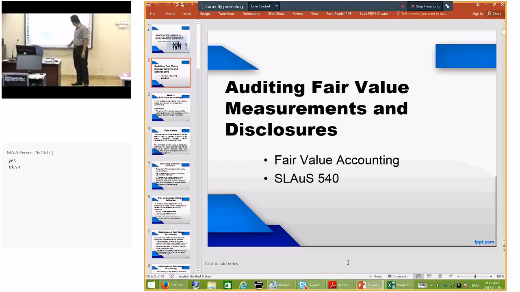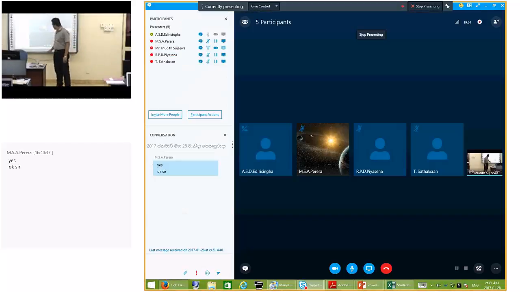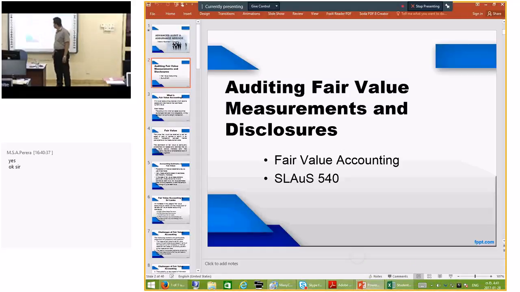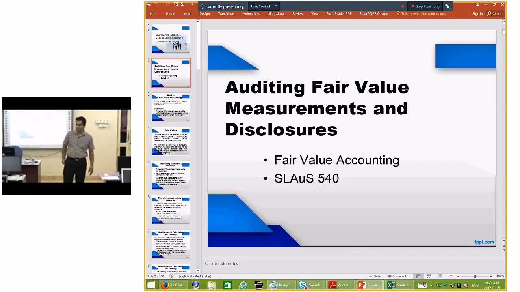Once again, good evening to you all. So this is again one of the standards we have discussed. We want to discuss this very important area, fair value. Those who are online, you can hear, you can see, right? So this is basically auditing of fair values. So what do you mean by fair value, and what is the application of fair value for accounting, right?